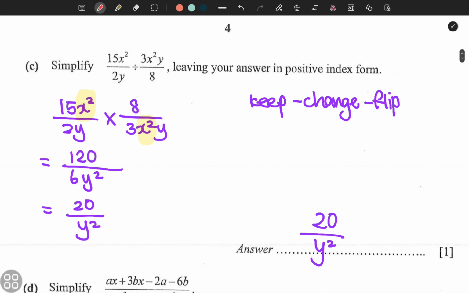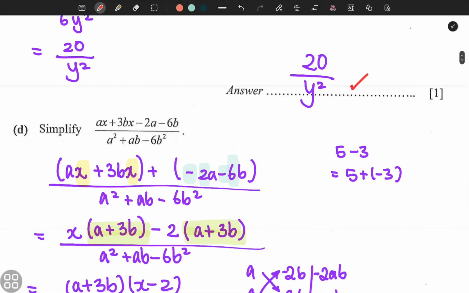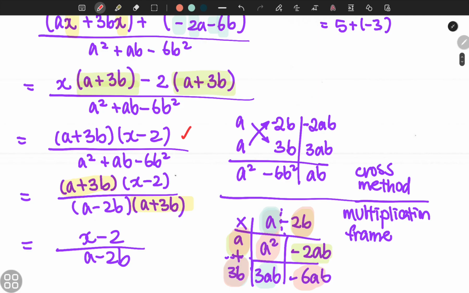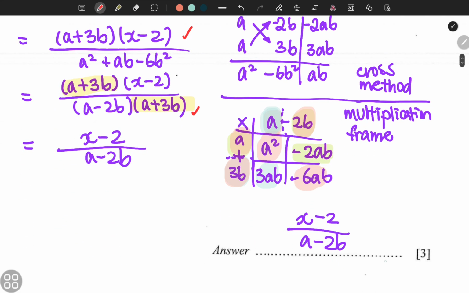This is just 1 mark, so you only get 1 mark if you get the correct answer. This is worth 3 marks, so 1 mark for the factorization of the numerator, 1 mark for the factorization of the denominator, and lastly 1 mark for your final answer.